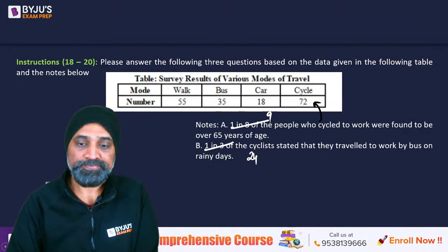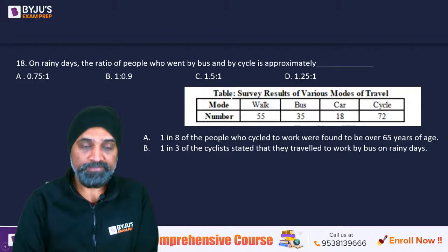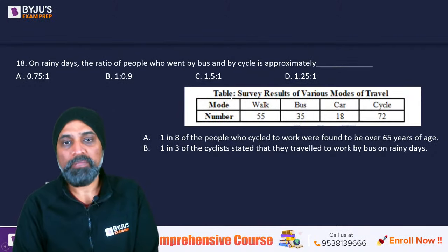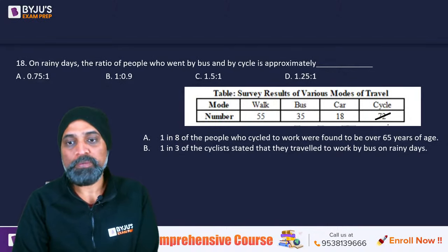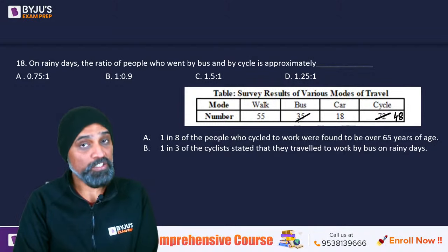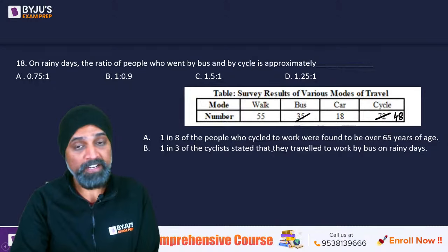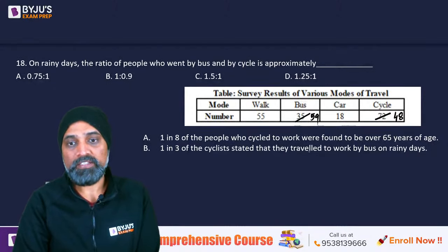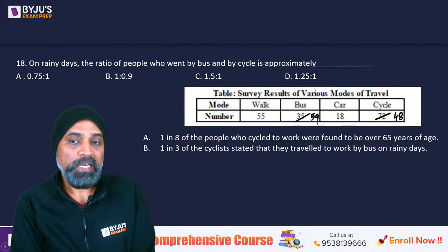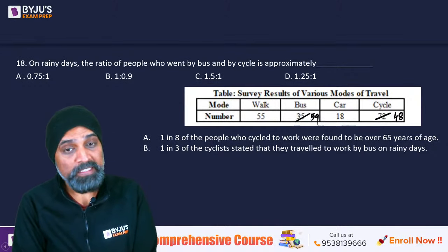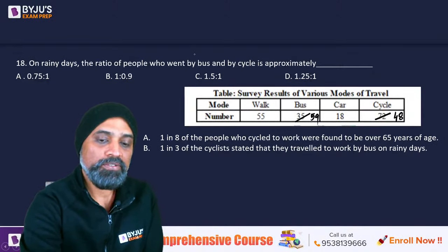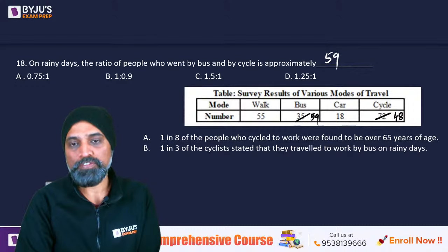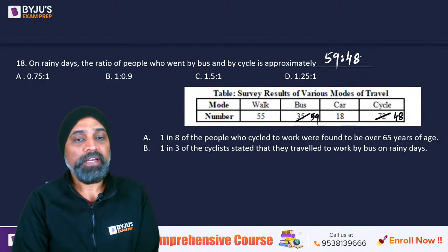Not for other days. So let's see the first question. On rainy days, the number of people who went by bus and bicycle is approximately in the ratio of? Like we saw, 24 people from 72 will be included in the case of bus. So that 24 should be added, so this is going to be 59. So 59 people go by bus and 48 people go by cycle on a rainy day. So the ratio of bus and cycle is going to be 59:48, right?